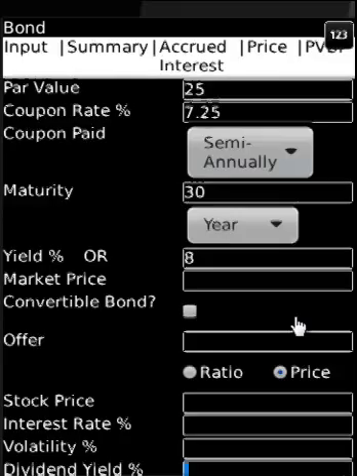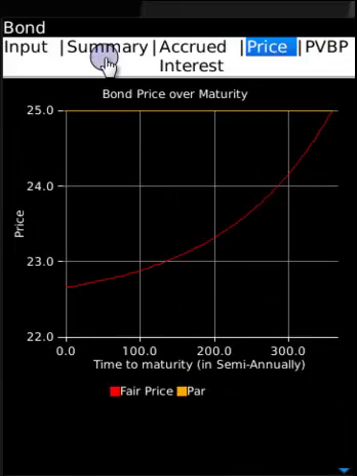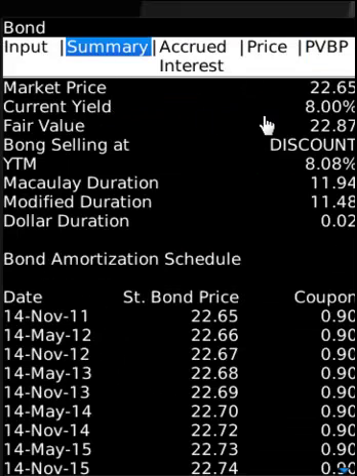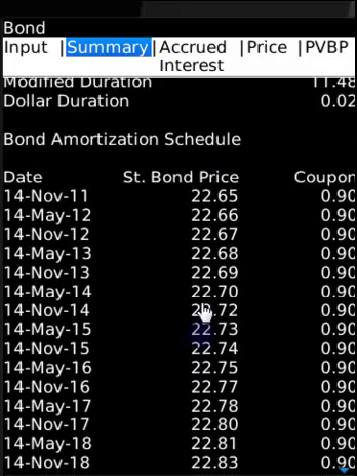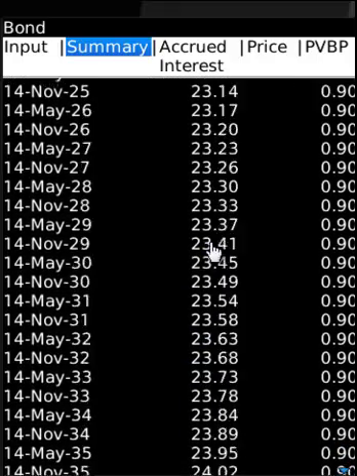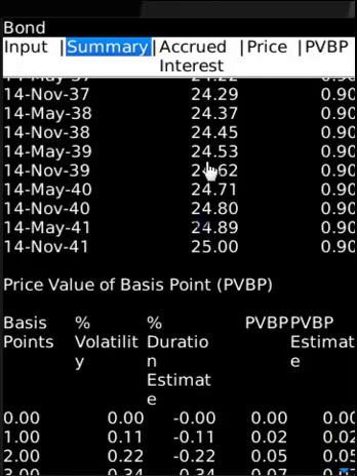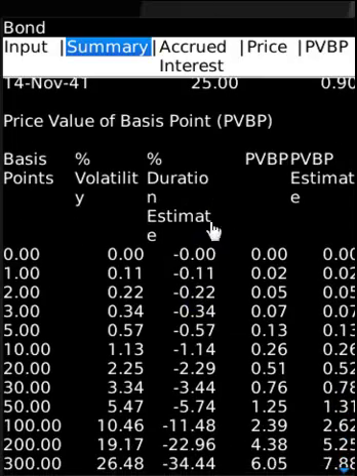So now let us calculate the bond. So summary: market price, current yield, fair price, bond selling at discount, yield to maturity, Macaulay duration, modified duration, dollar duration, and bond amortization schedule. It's a straight bond price, coupon, and then we present price value of a basis point for different basis point changes.